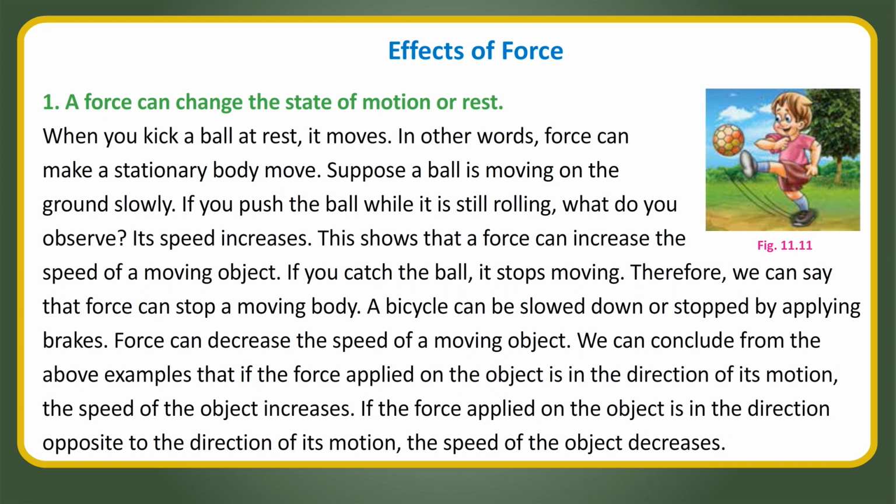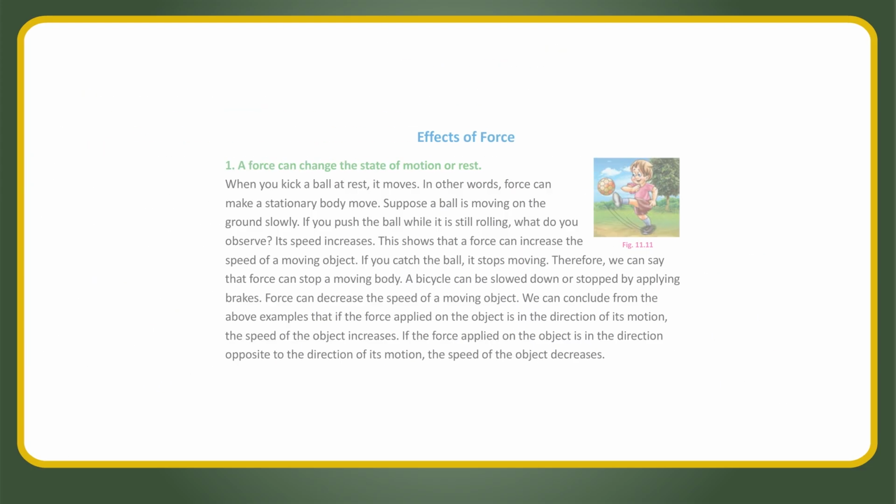A bicycle can be slowed down or stopped by applying brakes. Force can decrease the speed of a moving object. We can conclude from the above examples that if the force applied on the object is in the direction of its motion, the speed of the object increases. If the force applied on the object is in the direction opposite to the direction of its motion, the speed of the object decreases.